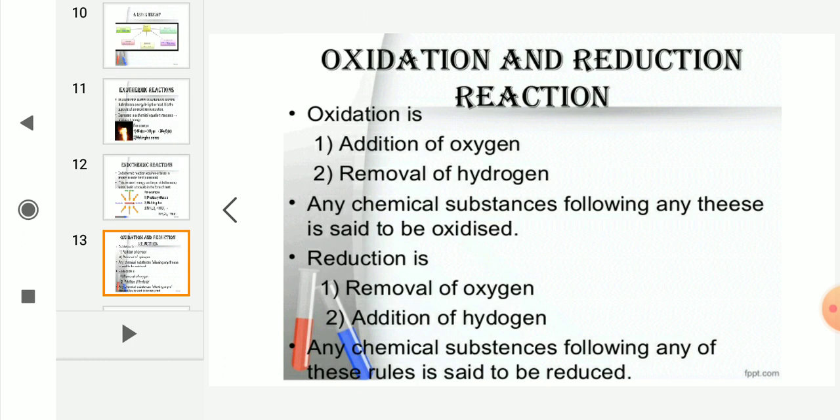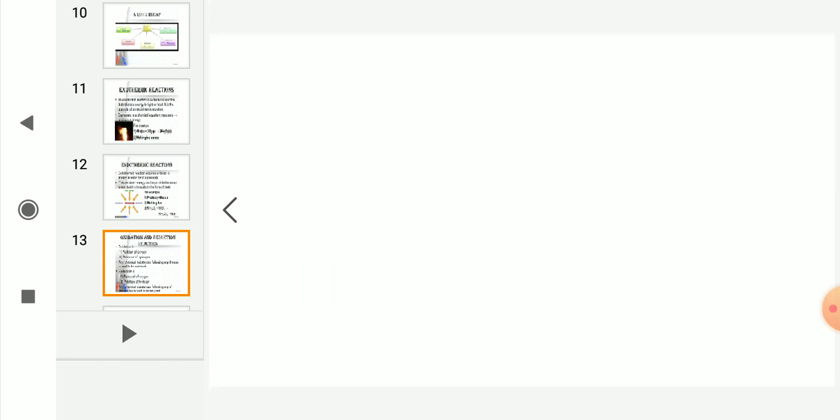Next we have oxidation and reduction reactions. Oxidation is addition of oxygen, removal of hydrogen. Any chemical substance following any of these is said to be oxidized. Reduction is removal of oxygen and addition of hydrogen. So oxidation and reduction are just opposite reactions. Any chemical substance following any of these rules is said to be reduced. That means removal of oxygen, addition of hydrogen. This is a reduction reaction.